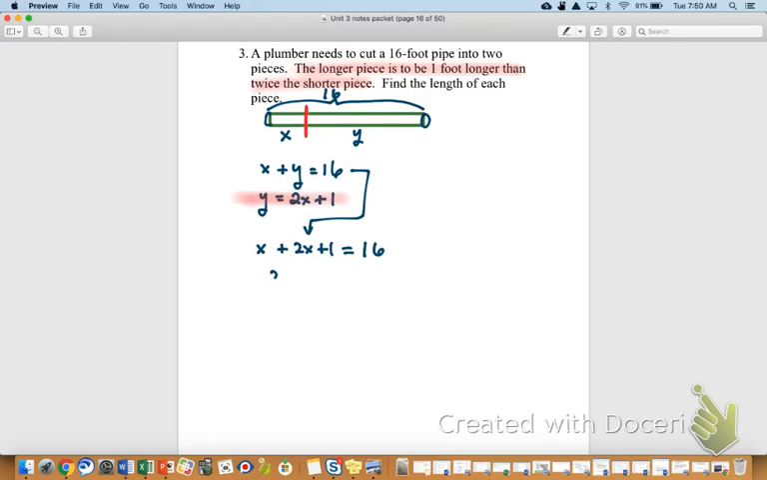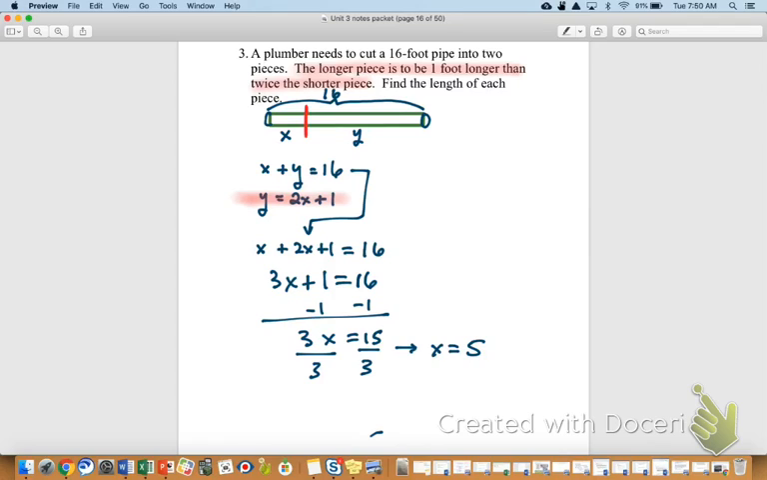So from here we have some simplifying to do. 3x plus 1 equals 16 as I add my like terms. And hopefully this is looking very familiar. I would subtract 1 from both sides and get 3x equals 15. I would divide both sides by 3, and I would get x is equal to 5. So that means the shorter piece is 5 feet long.